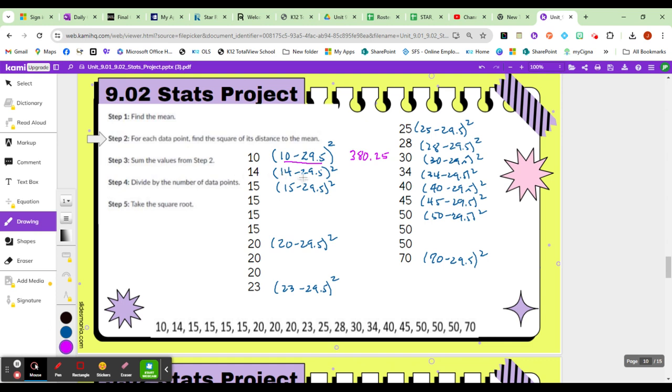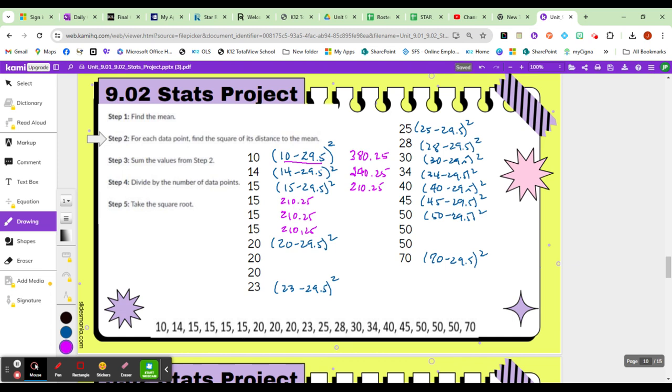And then we're going to do 14 minus 29.5, and we're going to square that. That's going to give us 240.25. And then I'm going to do 15 minus 29.5, and then I'm going to square that. And that's going to give me 210.25. And then that'll be the same number for all your 15s. For all of my 15s. Your numbers are going to be different. I'm just showing you how to do this with my data.